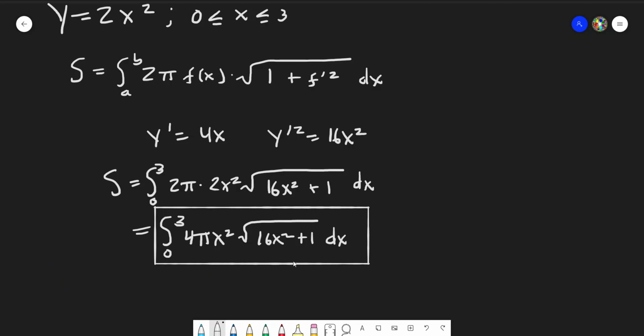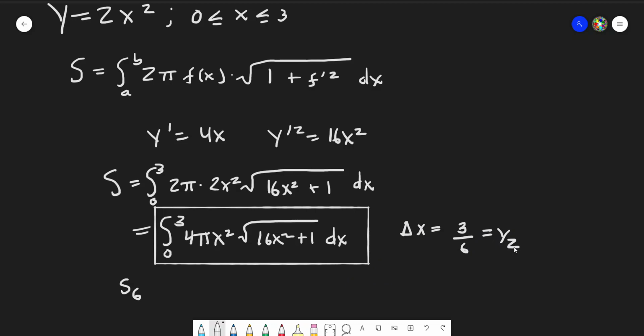I mean, it's not impossible, but we can avoid it by using numerical approximations. So let's say, for example, that you want to use Simpson's rule where you use 6 intervals. If you're going to use 6 intervals, then you know that delta x is equal to 3 divided by 6, which means that it's equal to a half.